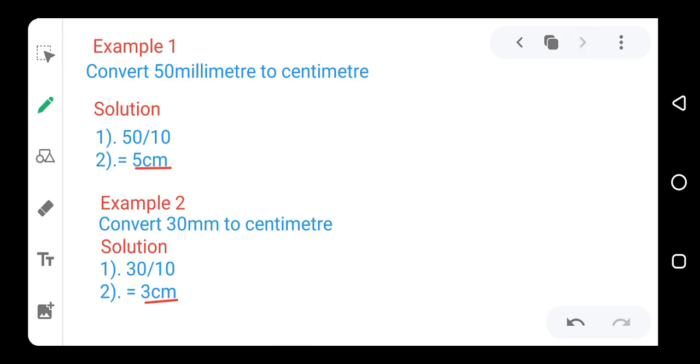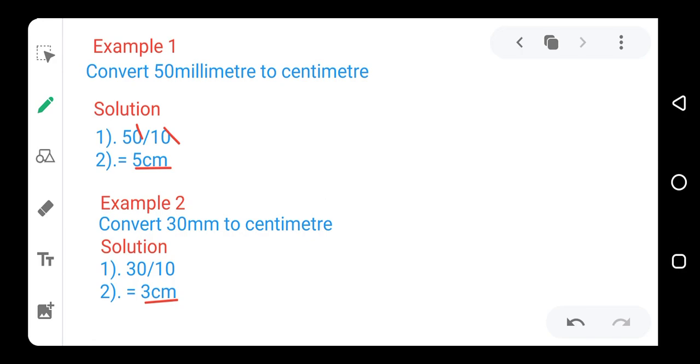Now let's look at some examples. Example 1. Convert 50 millimeters to centimeters. The first thing we have to do, like I said before, is divide that number by 10. So we have 50 divided by 10. Then the second step is that we write the answer. 50 divided by 10, we cancel this 0, so remaining only 5. So we have 5 centimeters.